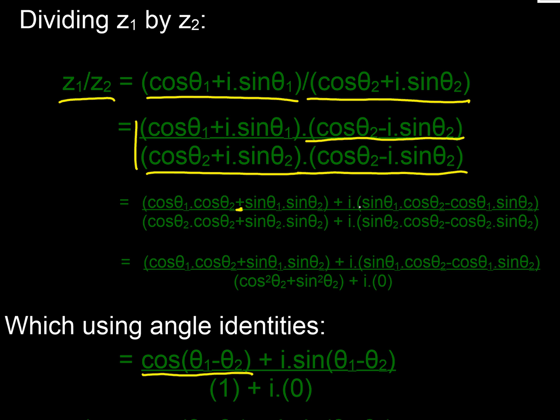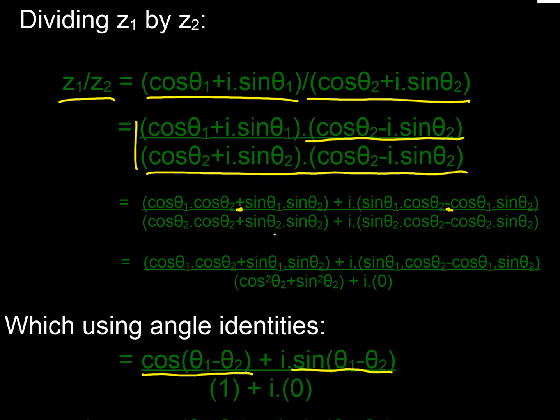Then if we look at the imaginary part, we've now got sine theta 1 cos theta 2 minus cos theta 1 sine theta 2, which you'll recognize as sine of theta 1 minus theta 2. So it looks very similar to what we had before, except rather than adding the angles, we're taking the second angle away from the first. What happens on the bottom?